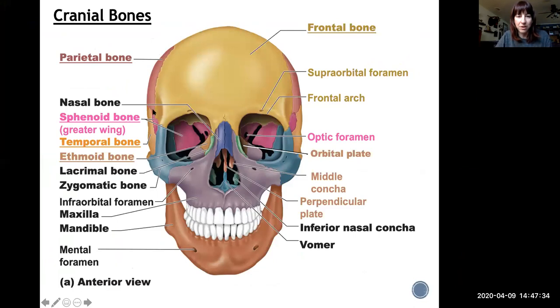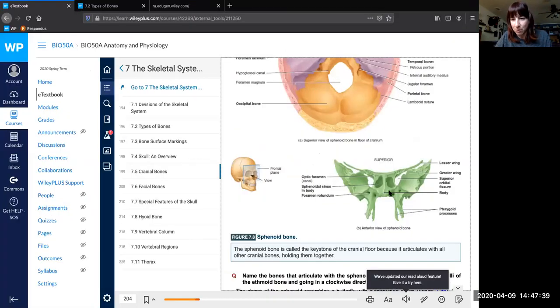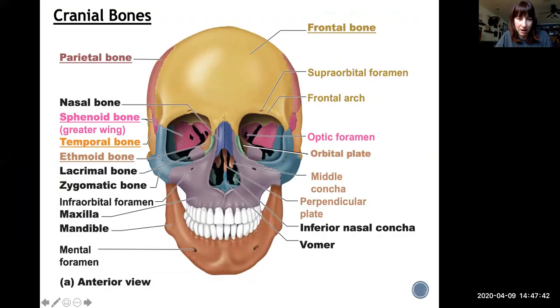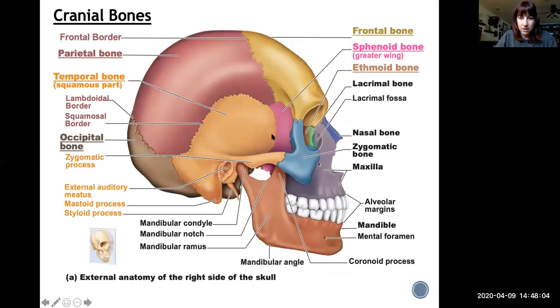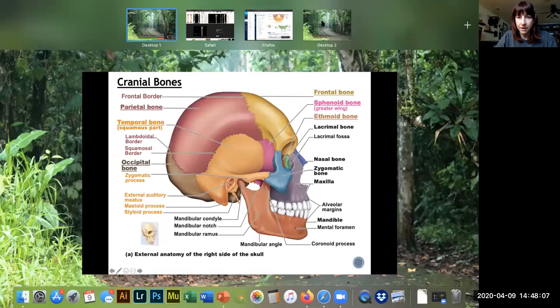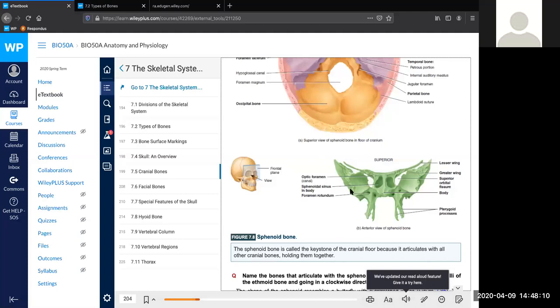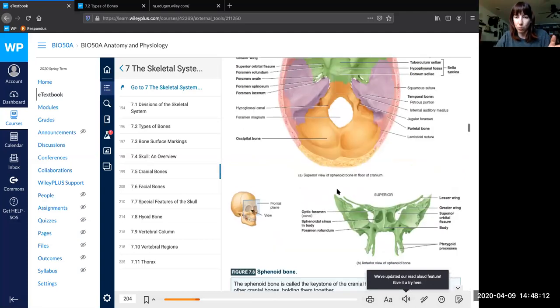If you were to pull the pink bone out of this skull and turn it green, it would look like this. So what you're seeing right here, the greater wing, that part that makes up the posterior part of your eye socket, is literally this part right here. Hopefully that helps you orient what you're looking at.